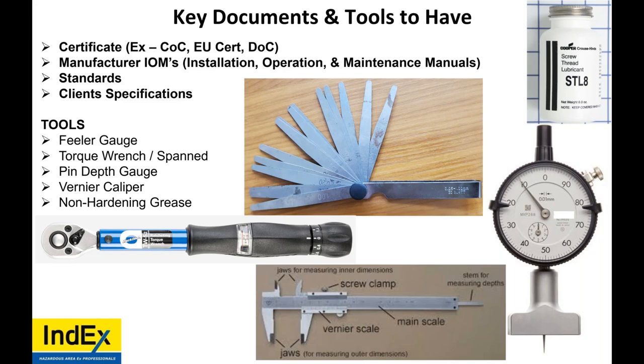Now, tools. Without these mentioned tools, how are you installing, maintaining, and inspecting your EXD equipment correctly? You wouldn't be. Correctly, no. Incorrectly, yes. So, what do we have? Well, feeler gauges, torque wrench, verniers, calipers, pin depth gauge, and a non-hardening grease.